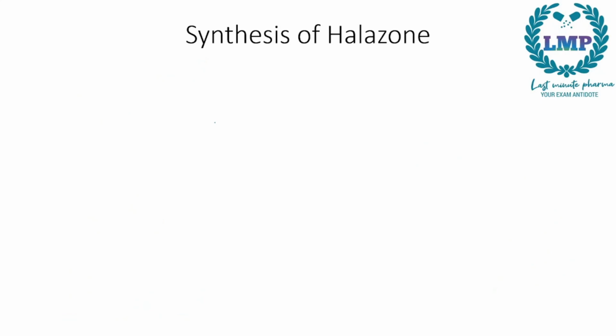Next we have the synthesis of halazone. Now how do we synthesize a halazone? As we had seen, the main basic structure was a benzene. So we take a benzene ring first. This benzene ring will undergo Friedel-Crafts alkylation. On Friedel-Crafts alkylation, in the presence of AlCl3, there will be an attachment of a methyl group to the benzene ring. So we will call it toluene.